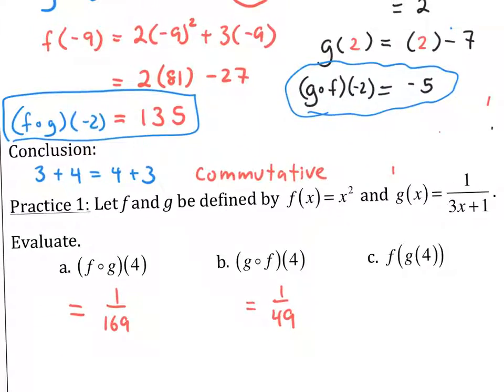So what's our conclusion about composites and commutating, whatever the verb is there? No, commuting composites. Which we already know that the commutative property doesn't always work.